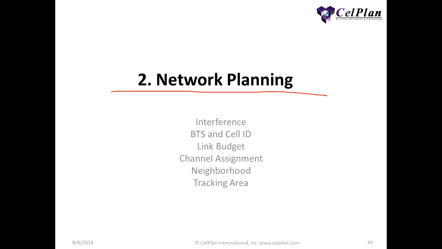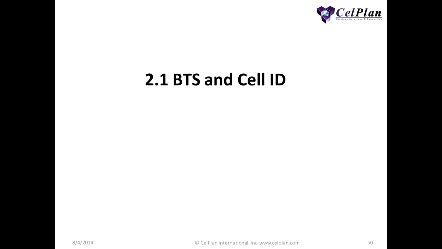So having this said, we can go to the second part, that is the network planning. Sorry, this is wrong, we already talked about interference. We'll speak about BTS and cell ID, link budget, channel assignment, neighborhood, and tracking area. So the first item that we will discuss, and now we are really going into planning and dimensioning.